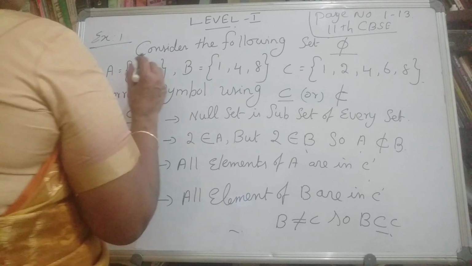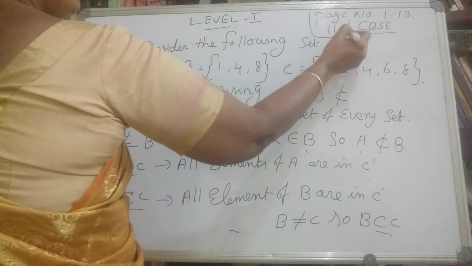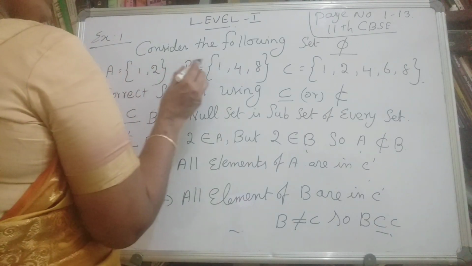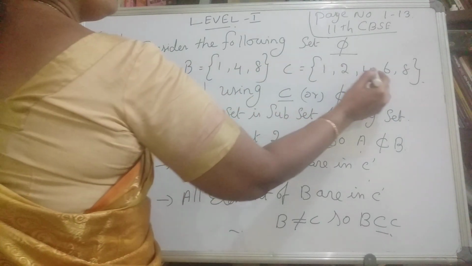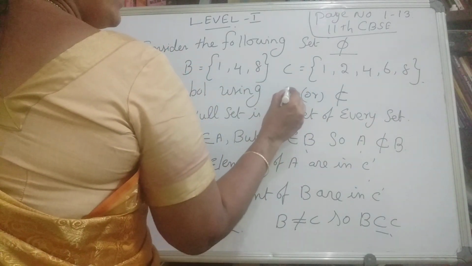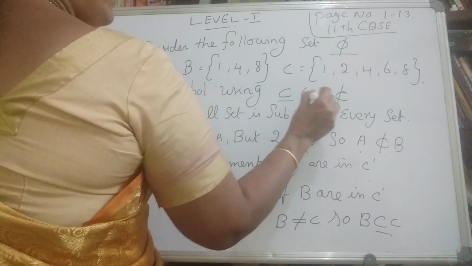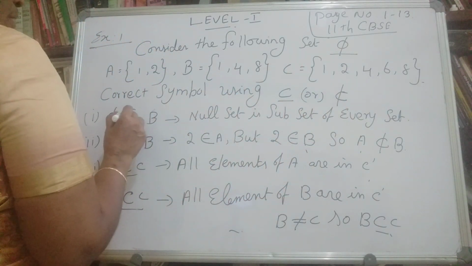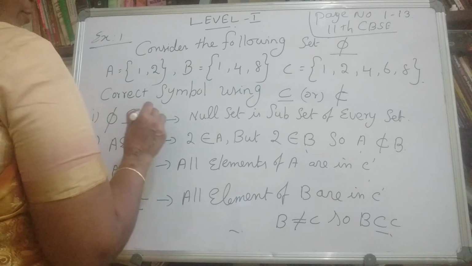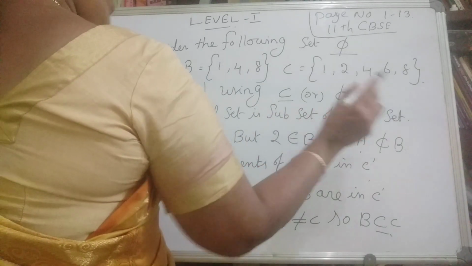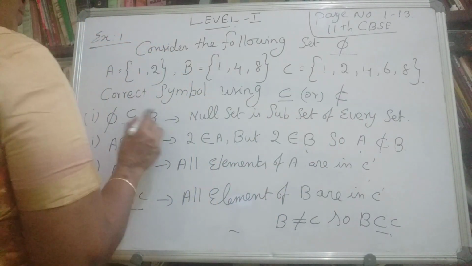First question: consider the following sets, the null set. Set A is 1 and 2, B is 1, 4, 8, set C is 1, 2, 4, 6, 8. Fill in the correct symbol using subset or not a subset. The null set is a subset of B. The null set is a subset of every set. So the null set is a subset of B.